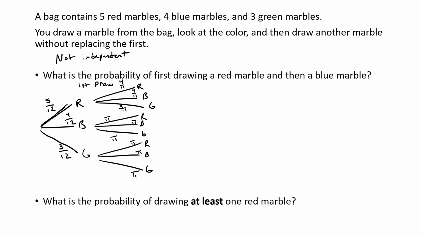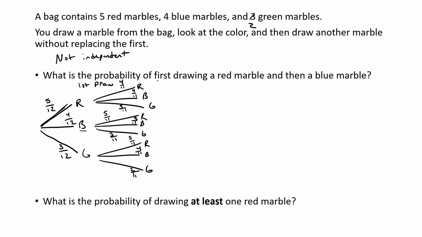Likewise, you can fill in the rest of this table. If you've drawn a blue marble, now there are only 3 blue marbles remaining. There are still 5 red marbles, 3 blue, and 3 green. And if you've drawn a green marble, now there are only 2 remaining, and there are still the 5 red and the 4 blue. The tree gets a little complicated, but it helps you organize questions like these.